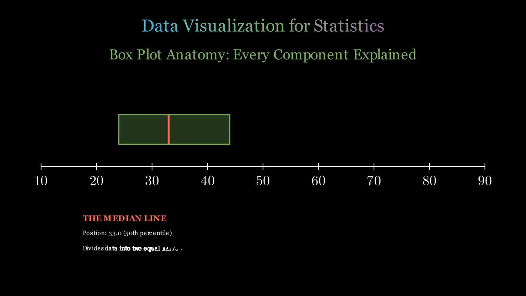The thick red line inside the box marks the median at 33.0, the 50th percentile. This is your data's exact middle value. Half the data falls below it, half above.